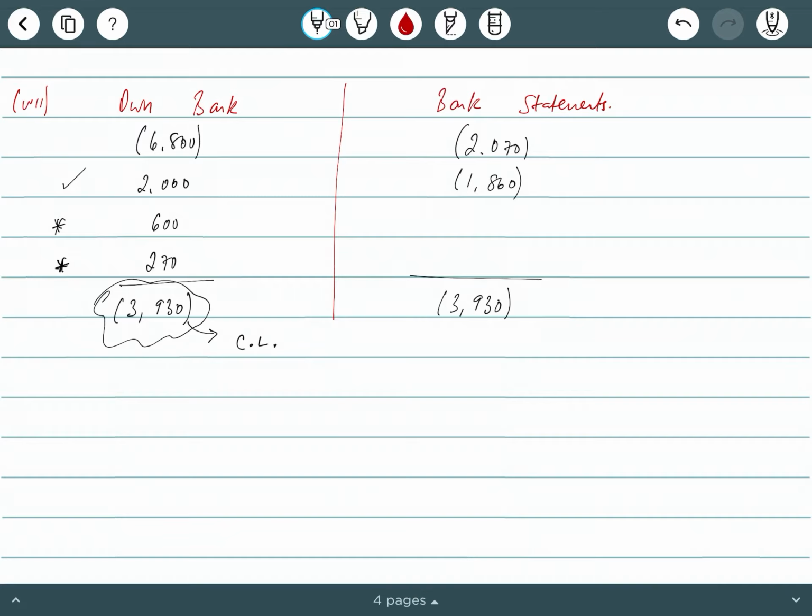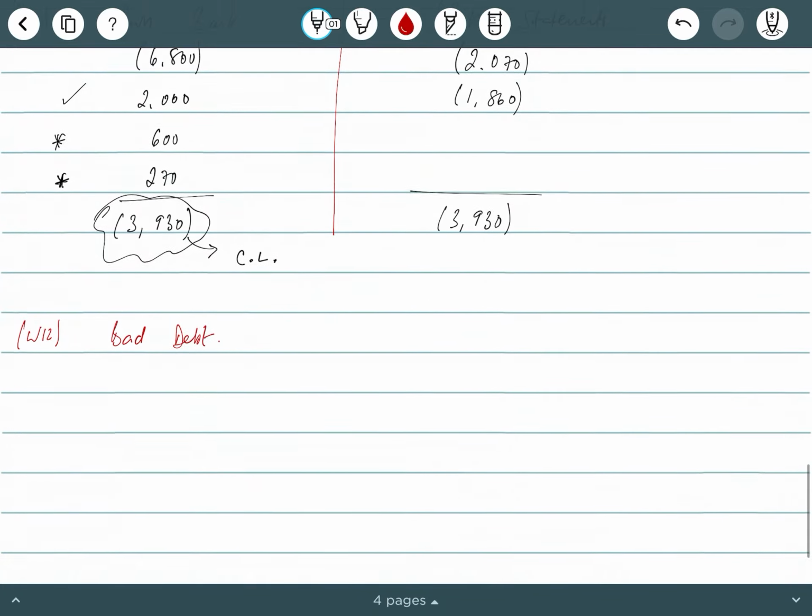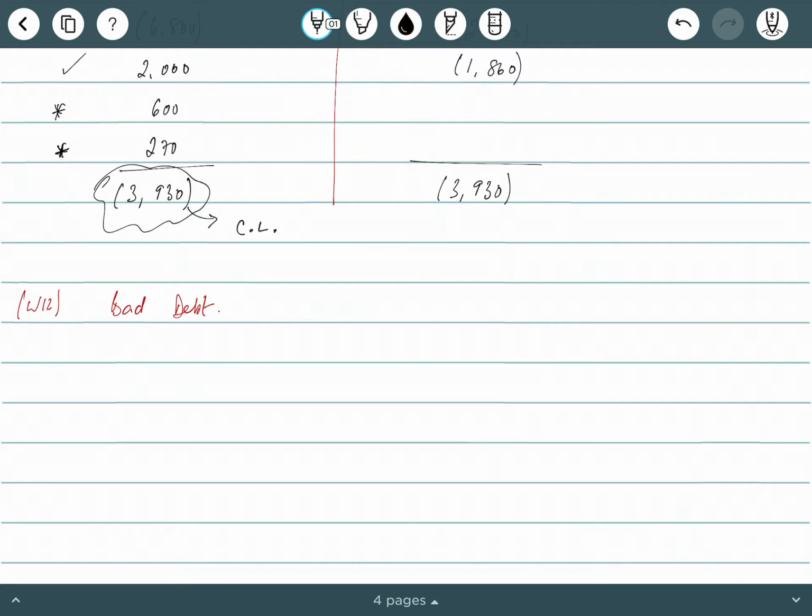So the first thing we'll fix here is this 600 to do with a bad debt. Bad debt, because we're not getting this money. This €600 represents 30 cent in the euro, which basically represents 30% of the bad debt. So 600 divided by 30 multiplied by 100 will give us the full debt, which is a handy number to have. So that's the 2,000.